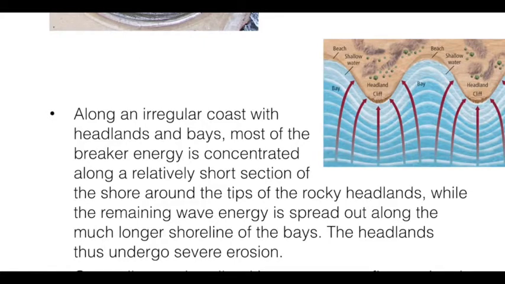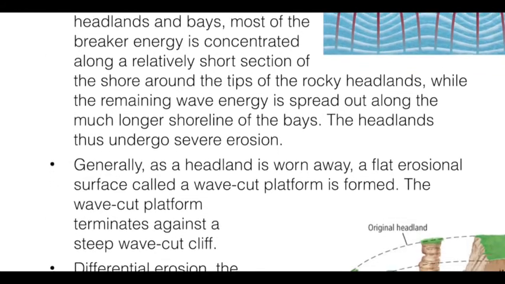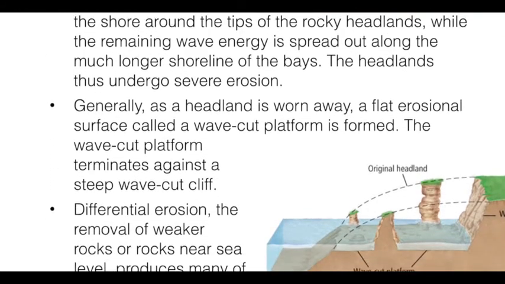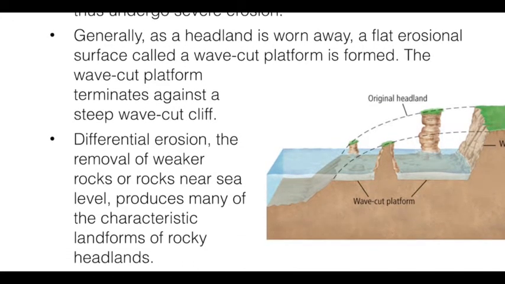So the waves, the breakers that you would see at the beach, are going to be much more ferocious as they hit the headland. For that reason, these are very likely to undergo erosion. So if you were to have a headland, the dotted lines in this picture show where a headland used to be, and as you had erosion, it's going to essentially carve off a cut, and this is called a wave cut.